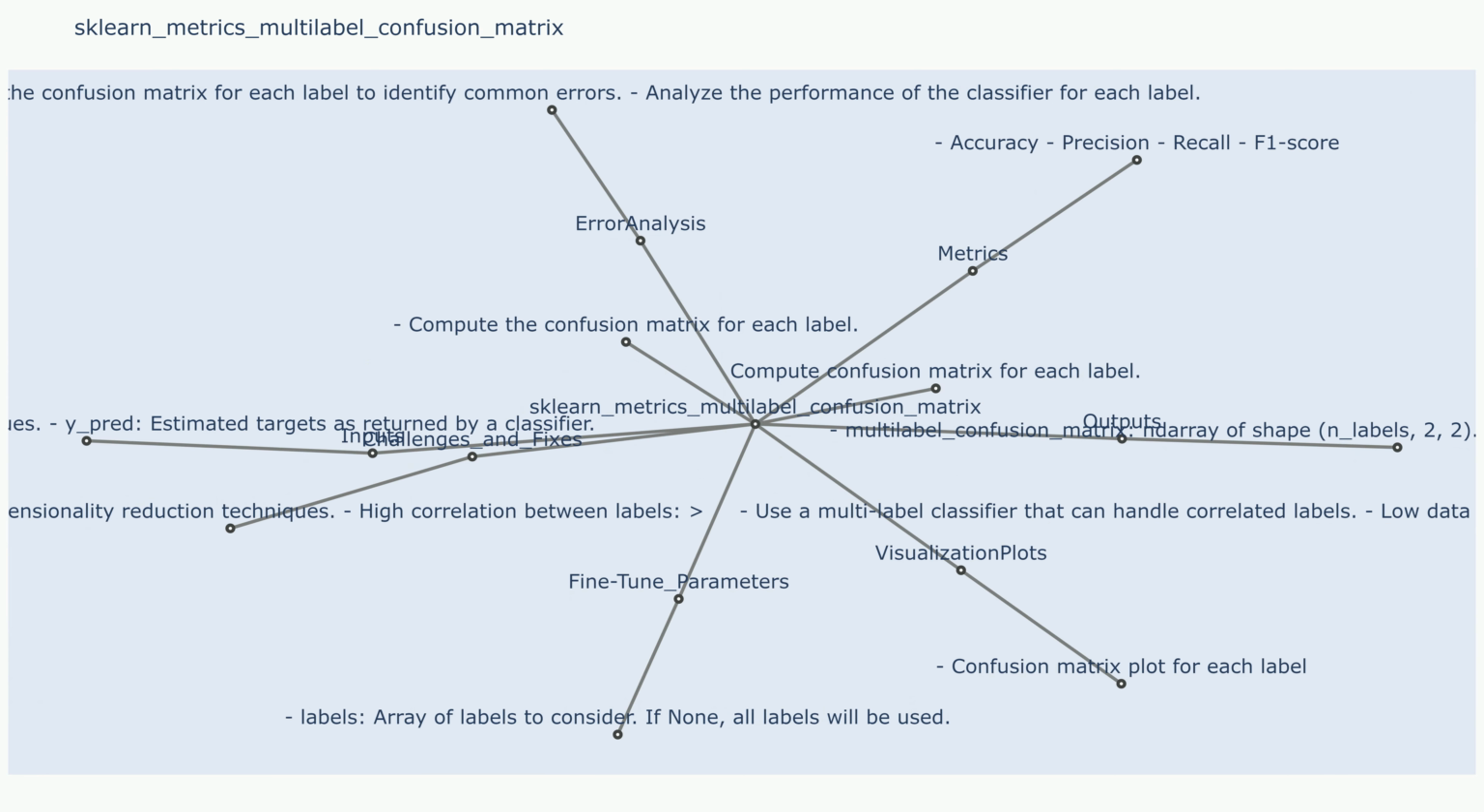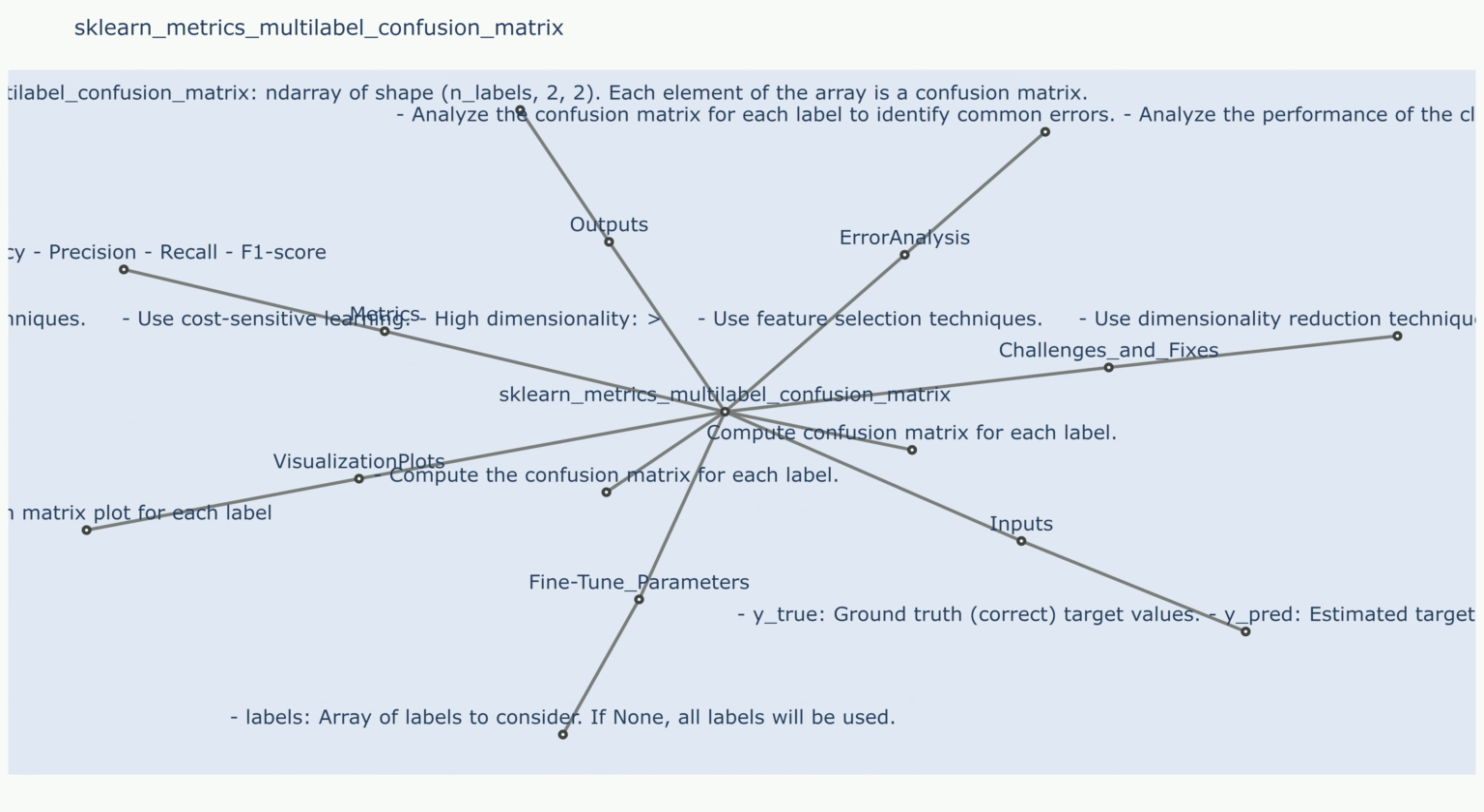Fixes to challenge 1: use appropriate evaluation metrics instead of accuracy. Consider metrics like F1 score, precision, and recall, which are more robust to class imbalance. Resample data techniques like oversampling minority class samples or undersampling majority class samples can help balance the dataset. Use cost-sensitive learning. Adjust the model's learning algorithm to assign different costs to errors on different classes.